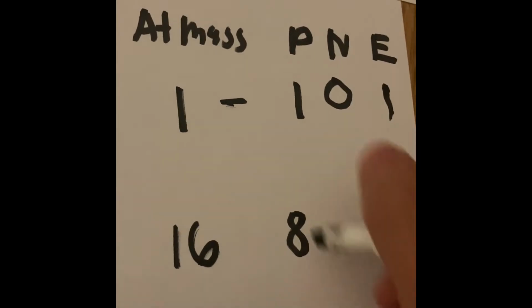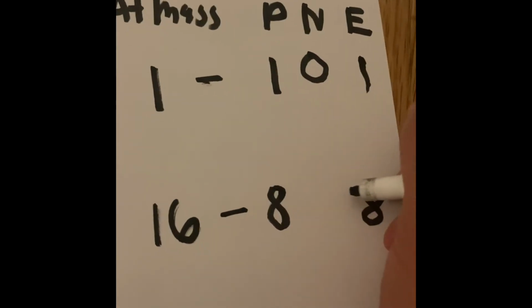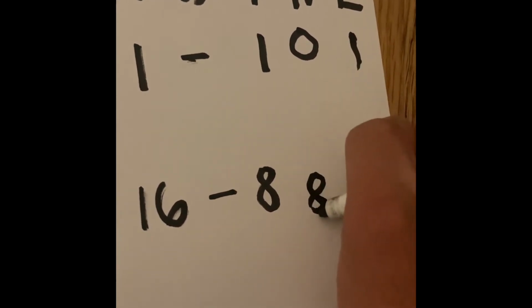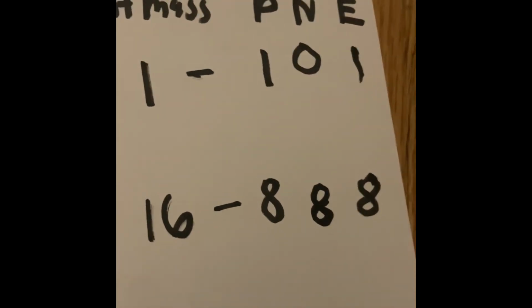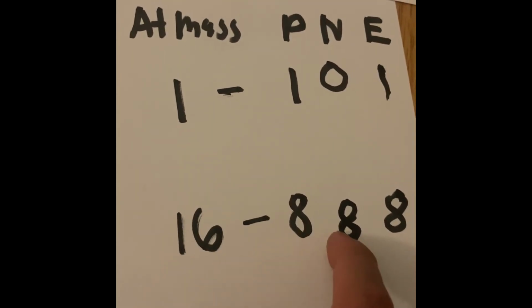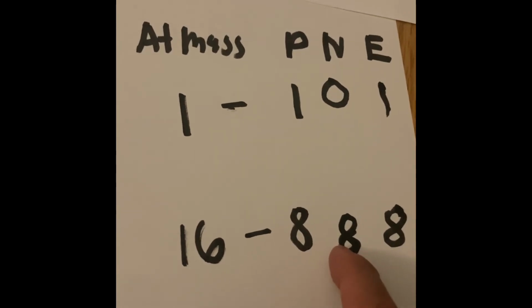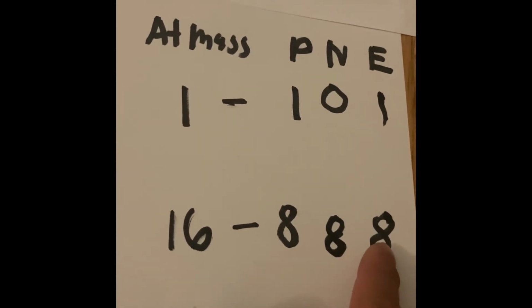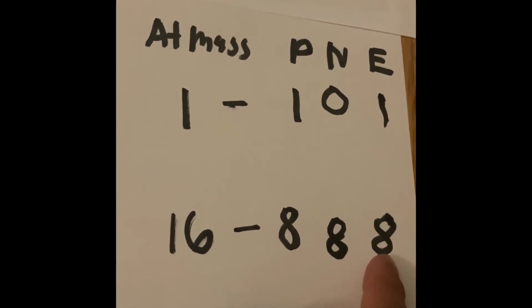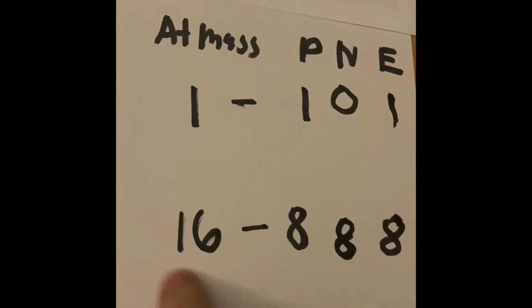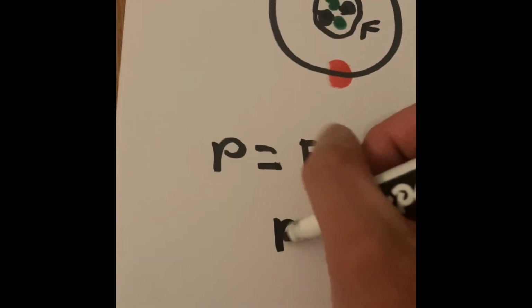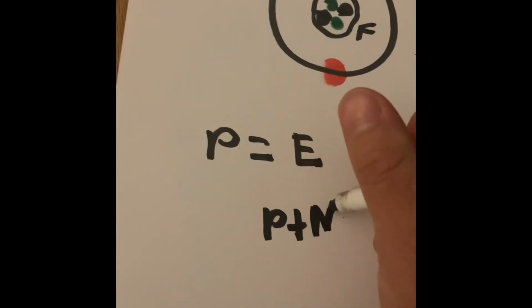The atomic mass subtracted by the number of protons will bring us the number of neutrons. It would be 8, 8, 8. This minus that would bring you the number of neutrons. But hang on. Why can't we ever understand the number of electrons? Why is that not included when we do the math for the atomic mass? The atomic mass is protons plus neutrons.